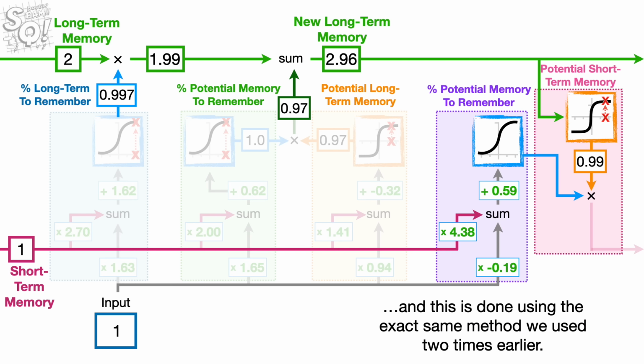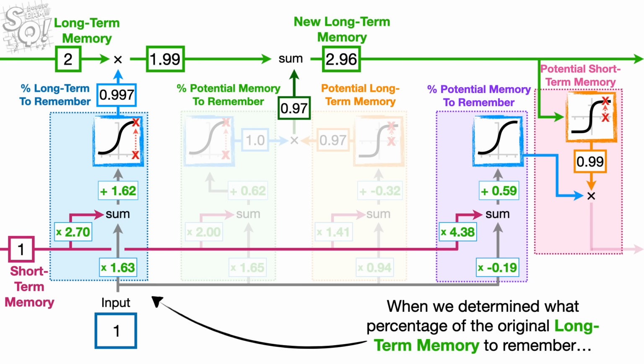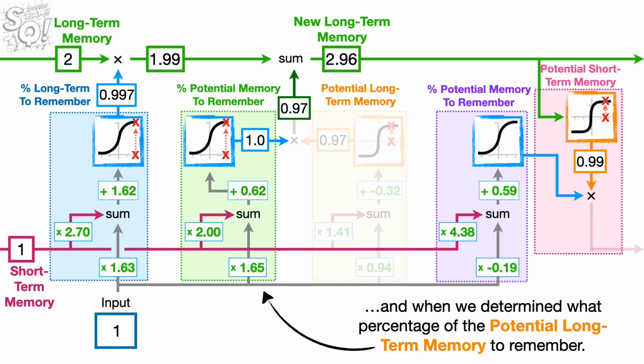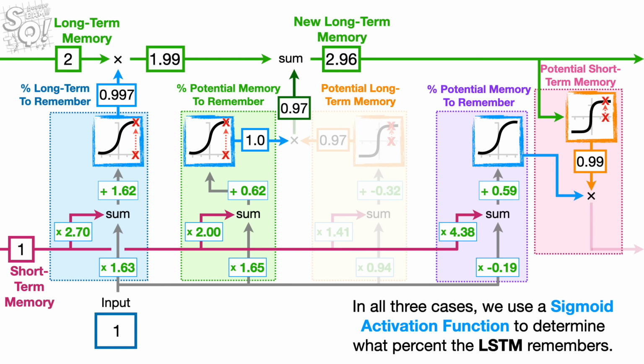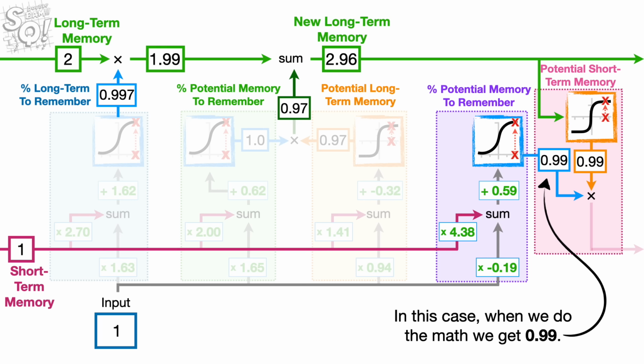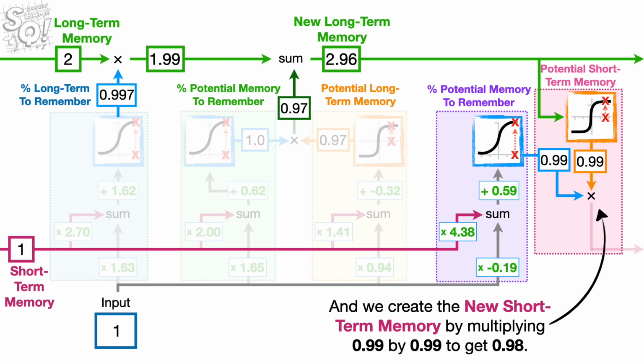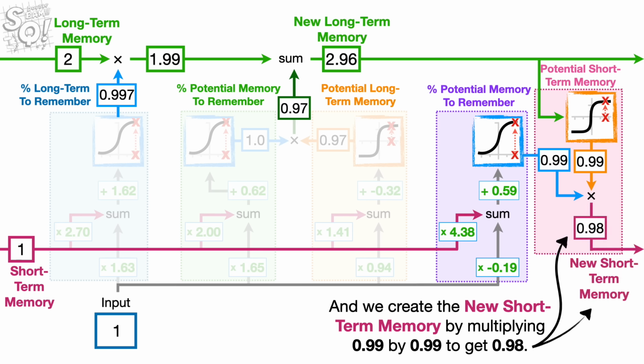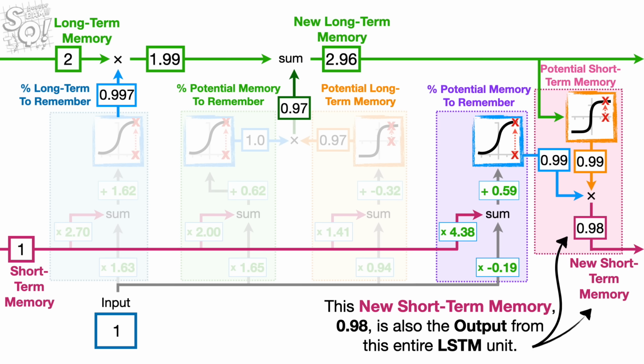And this is done using the exact same method we used 2 times earlier, when we determined what percentage of the original long-term memory to remember, and when we determined what percentage of the potential long-term memory to remember. In all 3 cases, we use a sigmoid activation function to determine what percent the LSTM remembers. In this case, when we do the math, we get 0.99. And we create the new short-term memory by multiplying 0.99 by 0.99 to get 0.98. This new short-term memory, 0.98, is also the output from this entire LSTM unit.